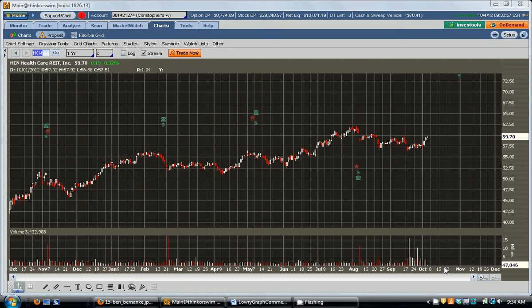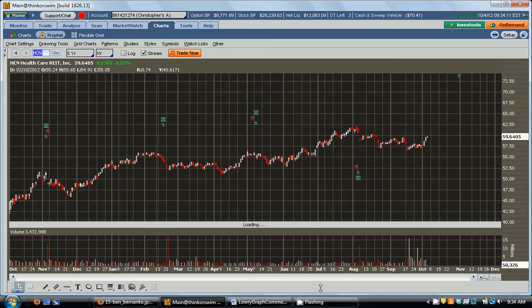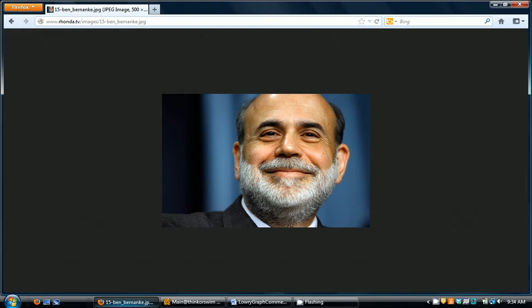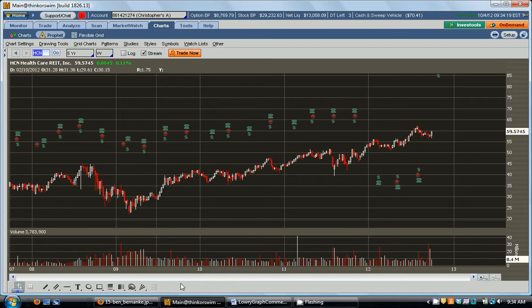So I was flipping through some charts this morning and I really liked what I was seeing on this one right here, HCN. It is a healthcare REIT. And so far, real estate for the past, I'd say, 5 years, ever since the bottom, has done fantastic. Now, of course, this is mostly thanks to Ben Bernanke, but whatever, money's money. It doesn't matter where it's coming from.